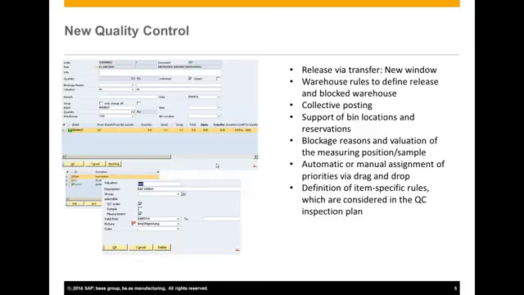Furthering again on our features in the quality control module, the release via transfer has been completely renewed and several items can be charged off at once. Rules that determine the target warehouse can also be defined.